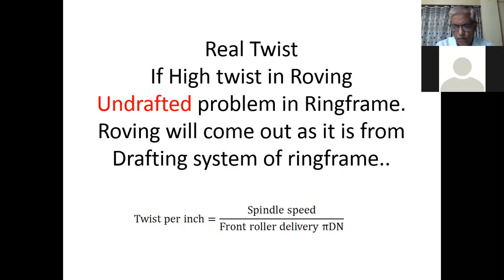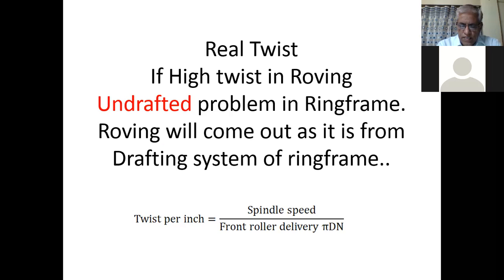Twist is applied when the material from the front roller is coming out and the spindle is rotating, and on the spindle the flyer is there, and the flyer is rotating at a high speed. Due to revolution of the flyer and spindle, the twist in the roving is inserted. That is the material between the front roller nip and flyer top. So this material gets twist.